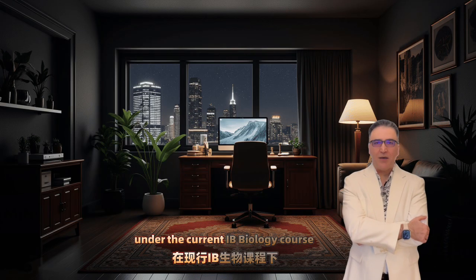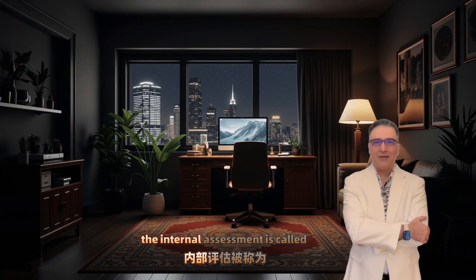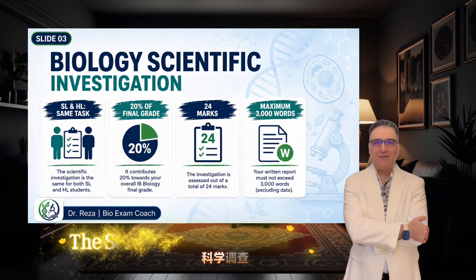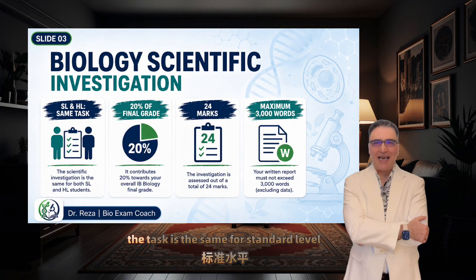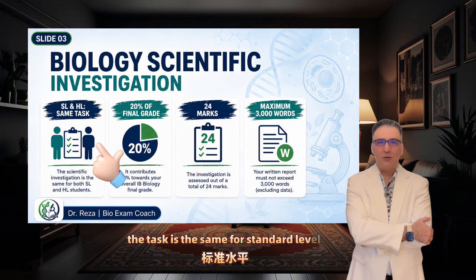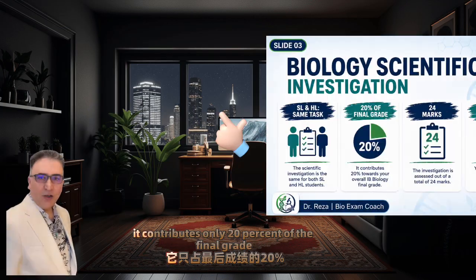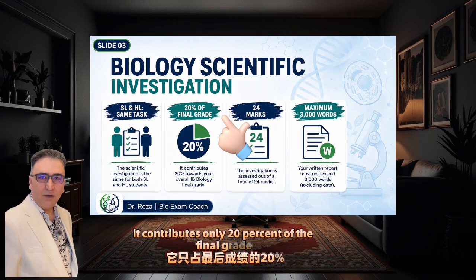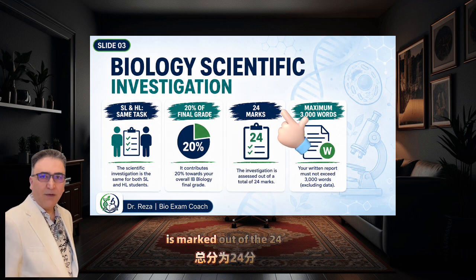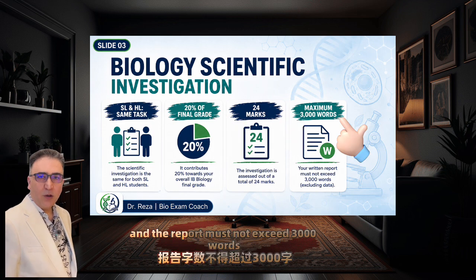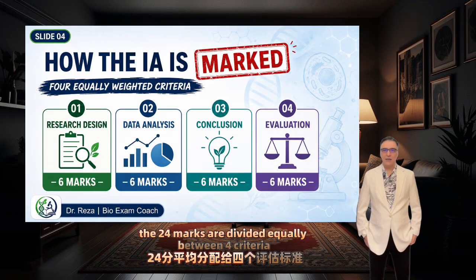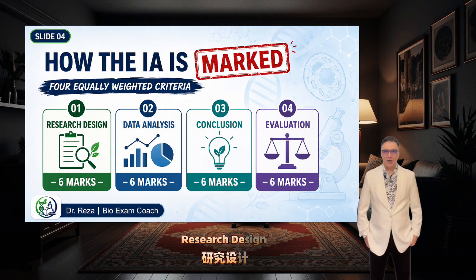Under the current IB biology course, the internal assessment is called the scientific investigation. The task is the same for standard level and higher level students. It contributes only 20% of the final grade, is marked out of 24, and the report must not exceed 3,000 words. The 24 marks are divided equally between 4 criteria: research design, data analysis, conclusion, and evaluation.